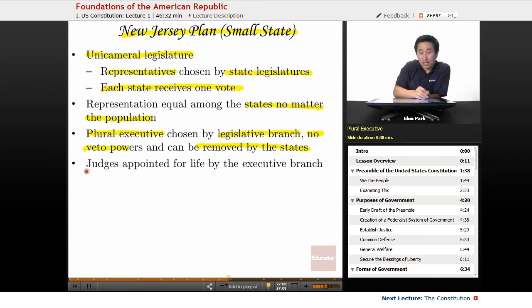Now, this is the element that actually survived through the Connecticut Compromise. Judges are appointed for life by the executive branch. This is the idea that there should be some sort of independence of the judiciary, and that they're not chosen by Congress. So it's the President of the United States that actually chooses members of the Supreme Court.